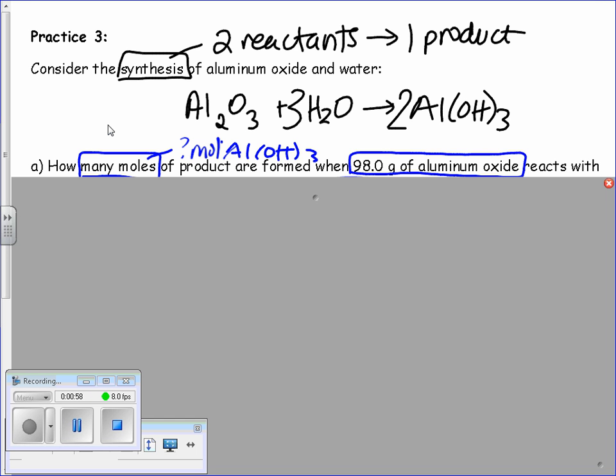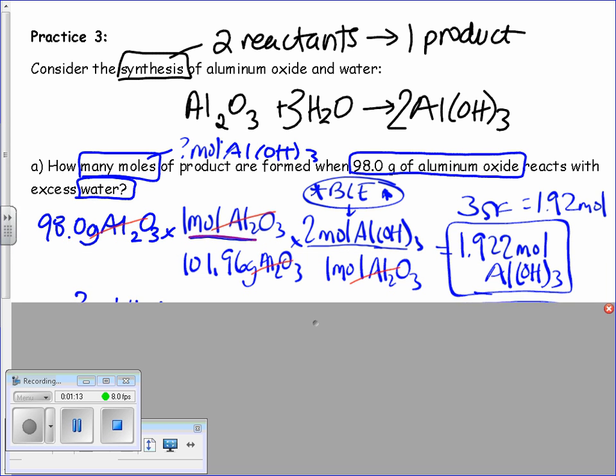So go to moles of aluminum oxide, and then you don't care about aluminum oxide anymore. You want to go to, so how do you get to aluminum hydroxide? A mole ratio, and that's where we stop because it says go to moles. That's it. So where do you find your mole ratio? That's where you find your BCE. 2 aluminum hydroxides to 1 aluminum oxide. You would have gotten 1.92 moles.